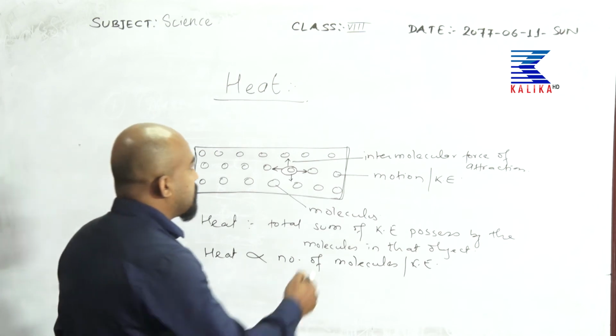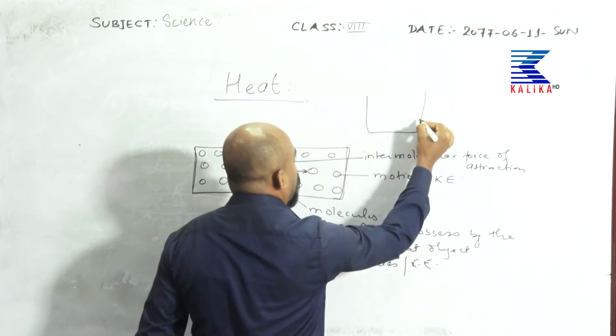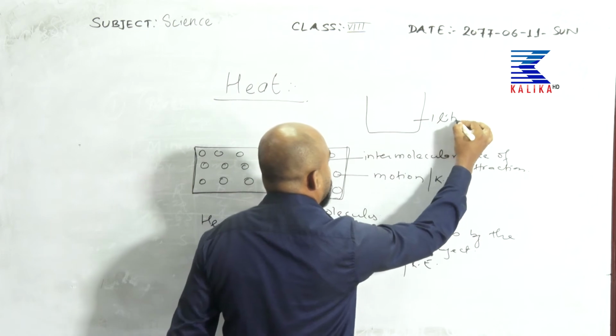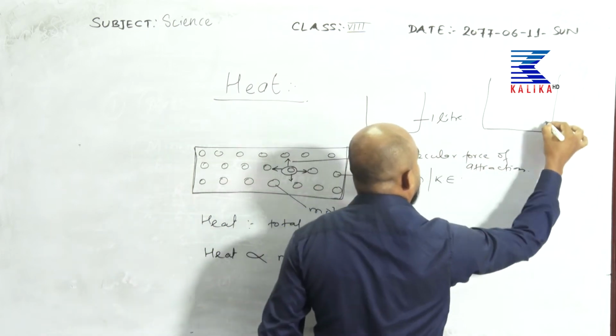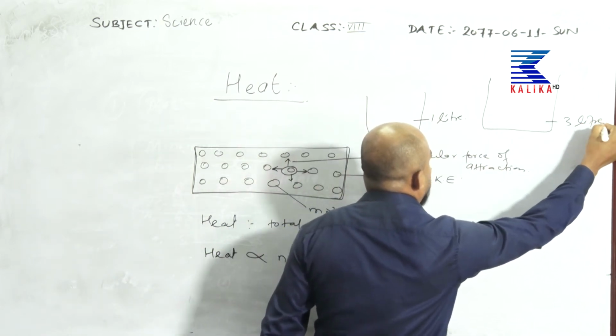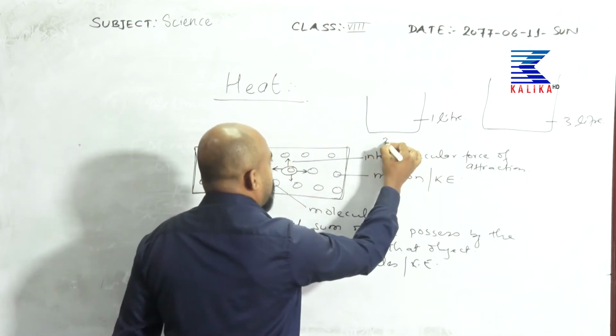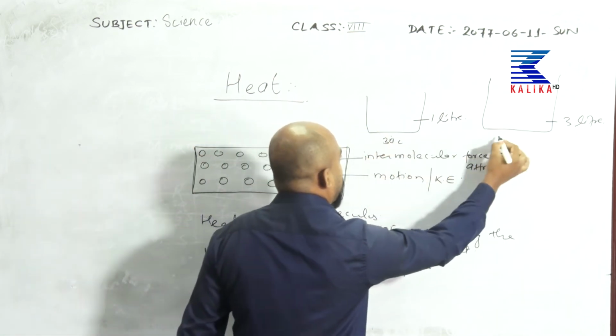For example, we see that this is 1 liter of lukewarm water and this is 3 liters of lukewarm water of the same temperature. This is 30 degrees Celsius and this is also 30 degrees Celsius.